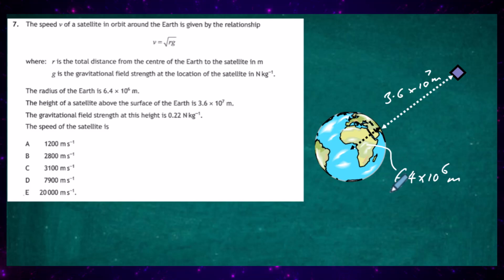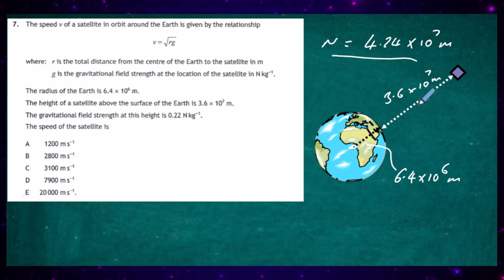So therefore, r is going to be 3.6 plus the 6.4. So r, the total distance from here to there, is going to be 3.6 times 10 to the power 7 plus 6.4 times 10 to the power 6. And that's going to give us an answer of 4.24 times 10 to the power 7 metres. So that's the total distance from the centre of the Earth up to the satellite. Remember, it is not to scale. I haven't drawn it to scale here.